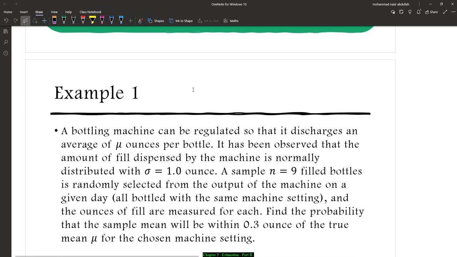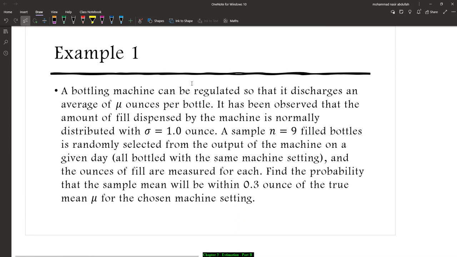Now let's look at example number one. In example number one, a bottling machine can be regulated so that it discharges an average of mu ounces per bottle. It has been observed that the amount of fuel dispensed by the machine is normally distributed with standard deviation equal to 1. So this is a population standard deviation. And a sample of n equal to 9 filled bottles is randomly selected from the output of the machine on a given day. Find the probability that the sample mean will be within 0.3 ounce of the true mean mu.